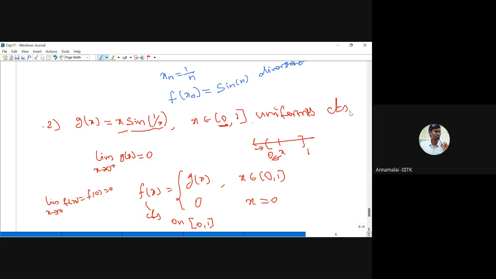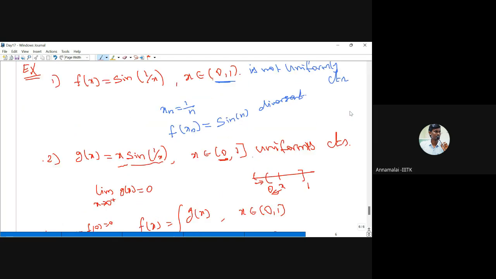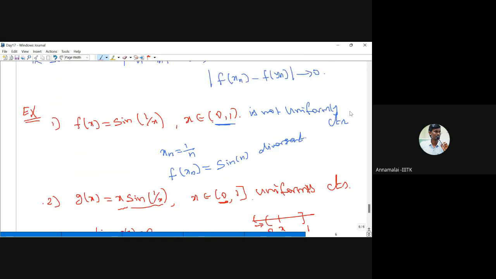So any doubt in this? The idea is, suppose a continuous function is defined on some interval, but they missed one endpoint, either one side or the other side. It is possible to extend the given continuous function to the closed interval a comma b. That extension function is also continuous. If it is continuous, then the given function is uniformly continuous, if it is possible to extend to the endpoints. But in the previous problem, it is very difficult to extend.